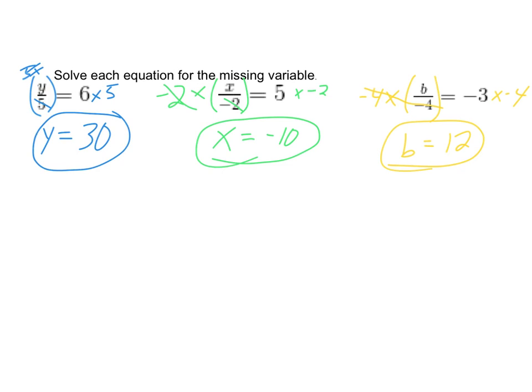So for b divided by -4 equals -3, you should have multiplied both sides by -4. On the left, that will cancel out with the -4 on the bottom, leaving just b. And on the right, -3 times -4 should give you a positive 12. So our answer would be b equals 12.